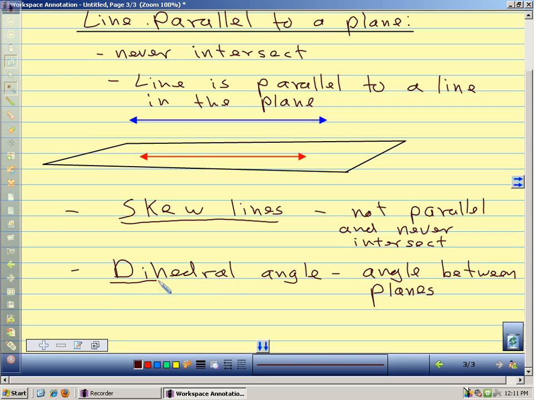If we think of this front wall being a plane and the side wall being a plane, what would be the dihedral angle between those two walls? 90 degrees. So dihedral angle just means what's the angle between two planes. That's all that term means. So when you see it, you know what it's talking about.